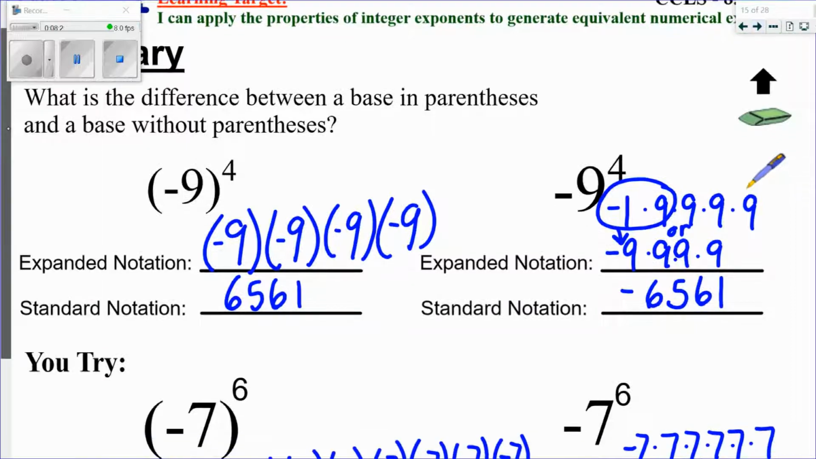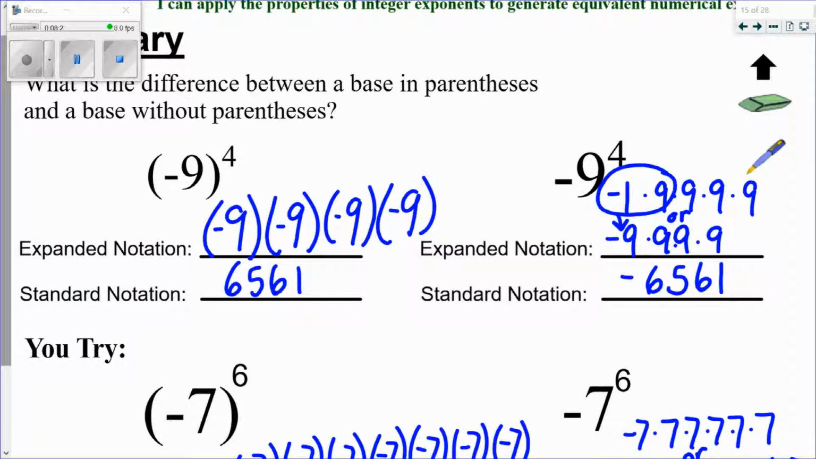This follows the rule. We have a negative base, even exponent, you get a positive number. This is different. This is a visible negative 1. So I wrote it 2 ways, negative 1 times 9 times 9 times 9 times 9. Or negative 9 times 9 times 9 times 9 equals negative 6,561.